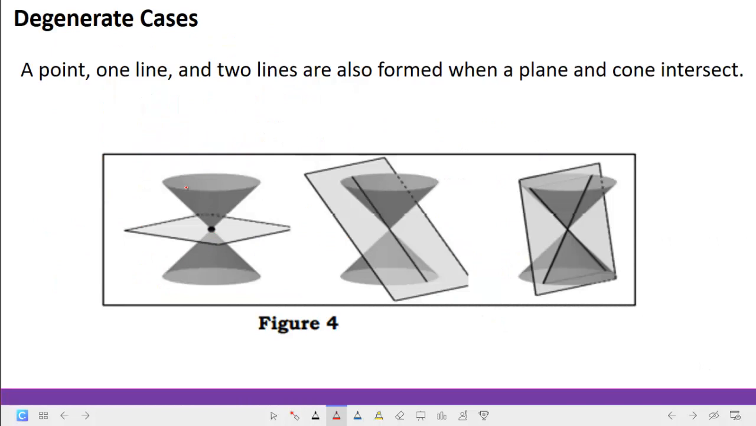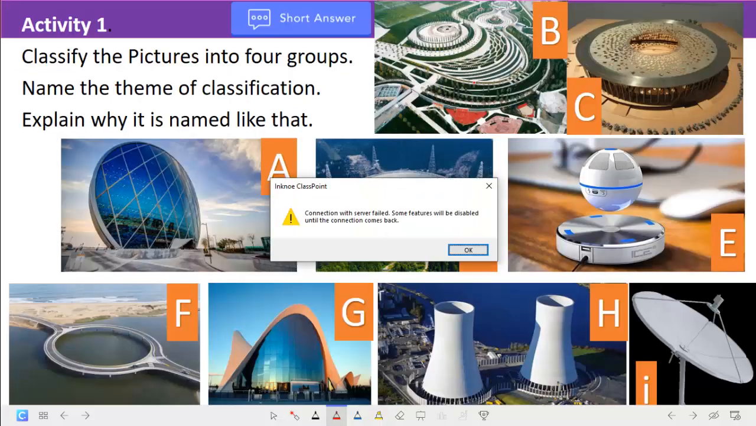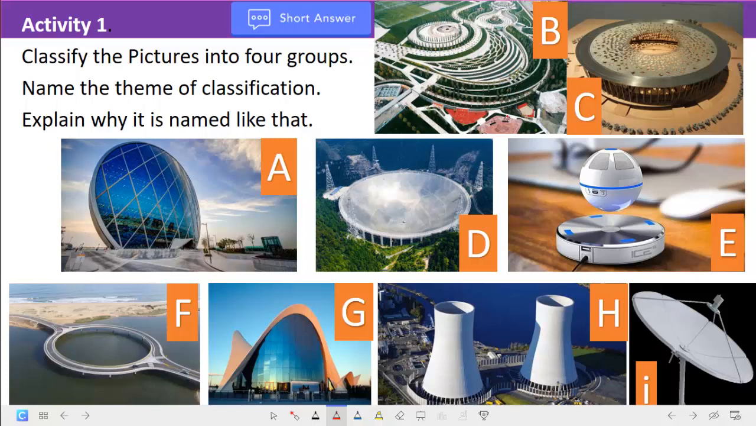So these are the degenerate cases. We have a point here when the plane is intersected at this intersection. One line if this plane is parallel to this, okay, and two lines if that intersects with this. Okay. These are also formed when a plane and cone intersect. So these are examples of figures in real life in which we can find those things.